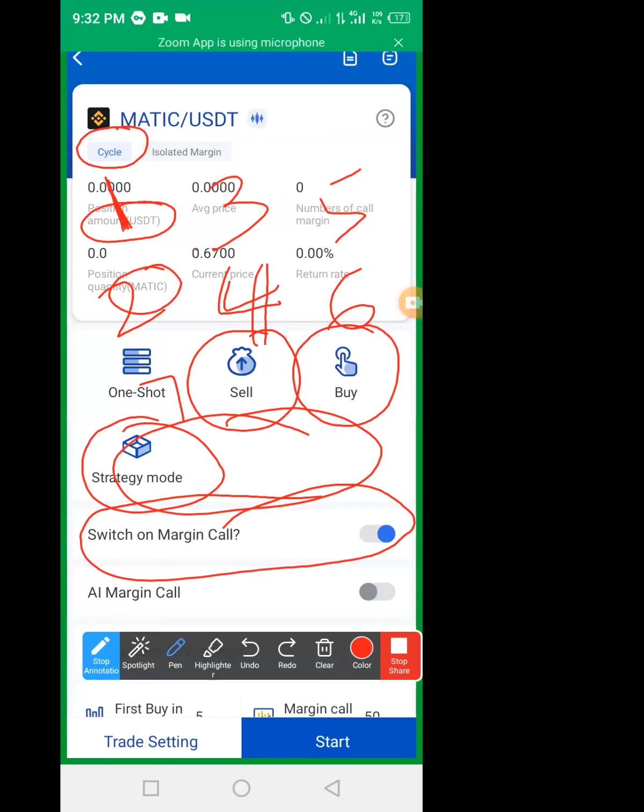Oh, no, this is margin call. Sorry. This is margin call. Switch on margin call. It means when you want the robot to buy many times, multiple times. Sorry about that. It is this one. We use it.